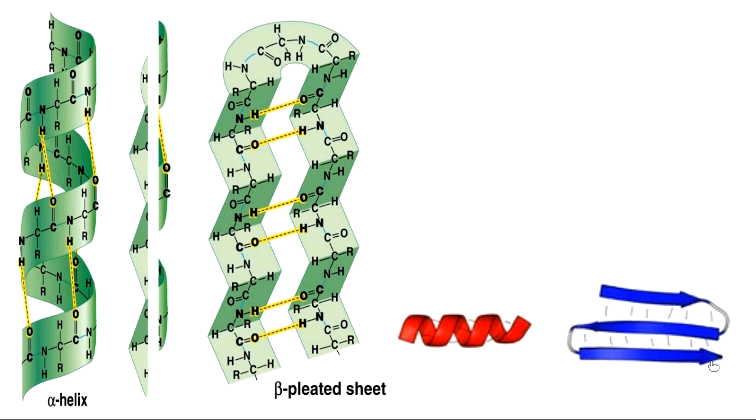When I talk about these kinds of things, alpha helix and beta sheet, what level of structure are we talking about now? An alpha helix and a beta sheet. Yeah, this is that secondary structure. Secondary structure. Alpha helix and beta sheet.